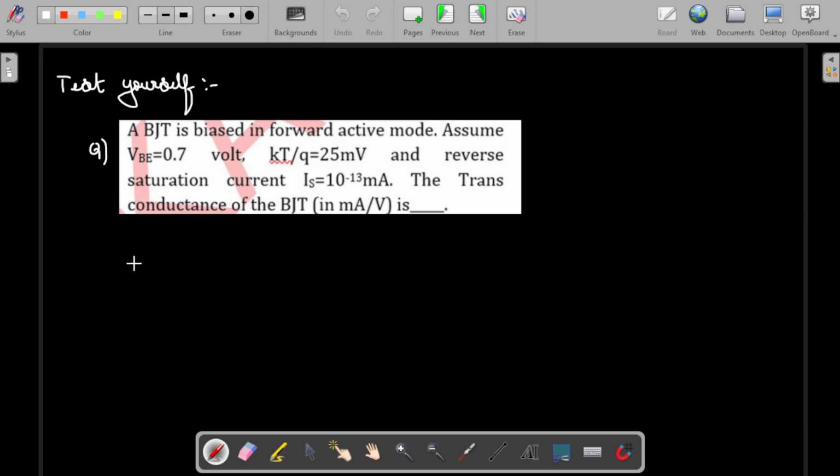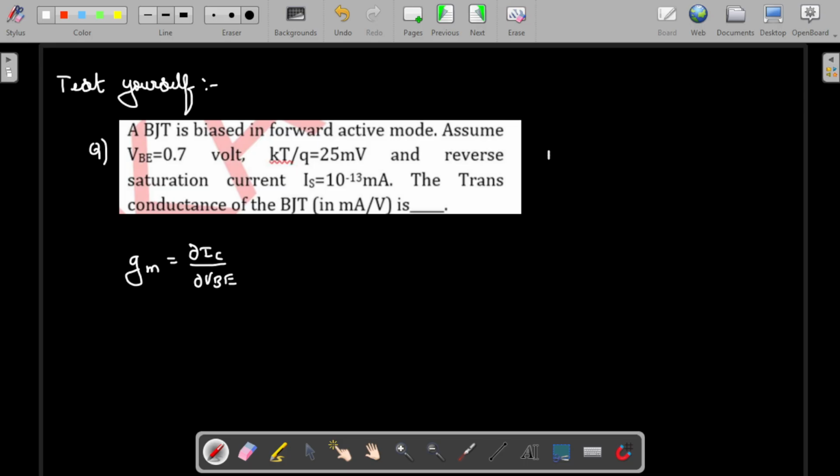So let me give one more clue. The transconductance, which is generally stated as gm, is directly proportional to dou IC divided by dou VBE. So this is the formula that we can use to derive. Please pause the video and try to answer. If you have found the answer, please post it in the comment section.